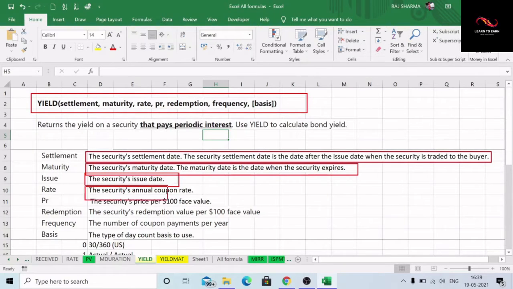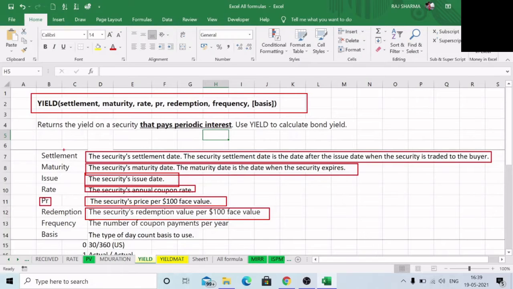The rate is the coupon rate. Then price is the security price per 100 face value. And redemption price is the final price of the security on the maturity date. What is the redemption price for that particular bond? This price is the price when the present buyer has acquired this security.